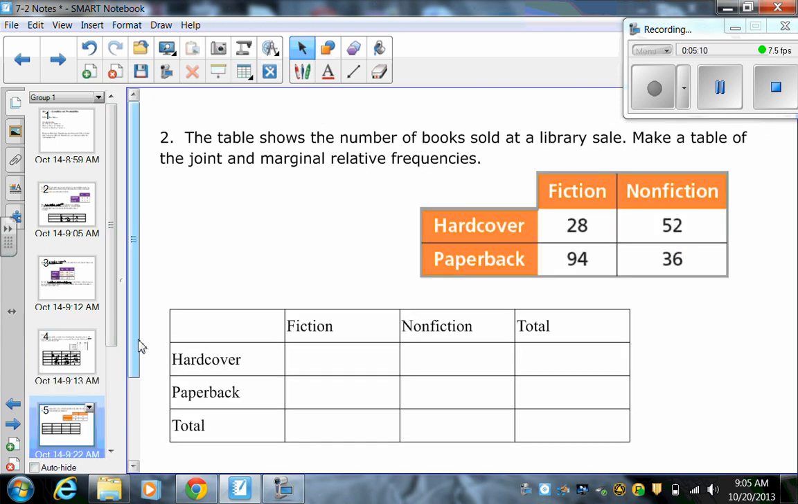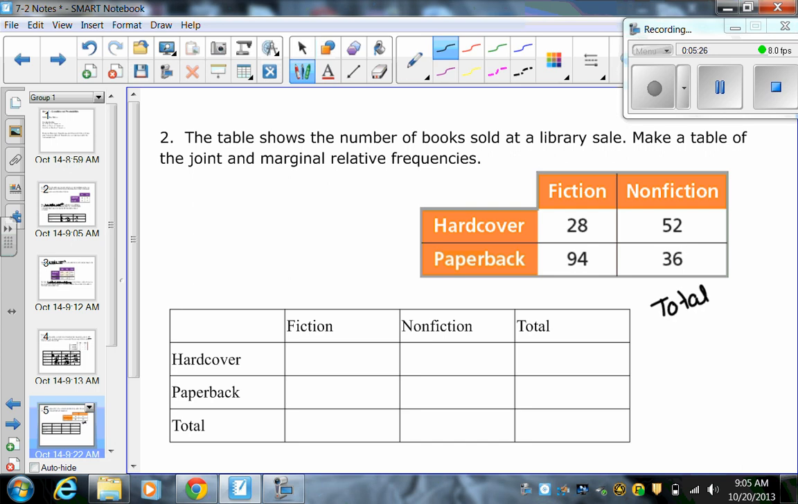Second example says that the table shows the number of books sold at a library sale. Make a table of the joint and marginal relative frequency. So in this example, you're not told up front the total. So what you need to do is take 28 plus 52 plus 94 plus 36 and find out that your total is equal to 210. Now, what I want you to do from here is to pause the video and finish making your table of your joint and marginal relative frequencies.